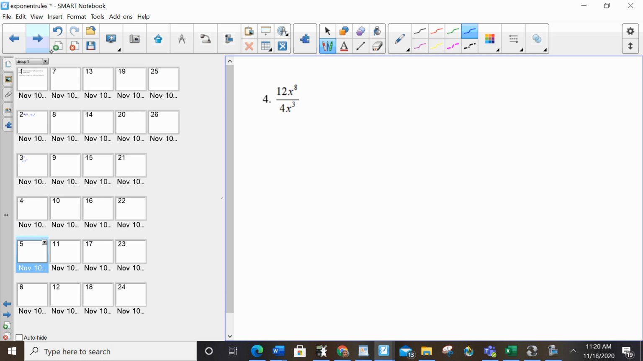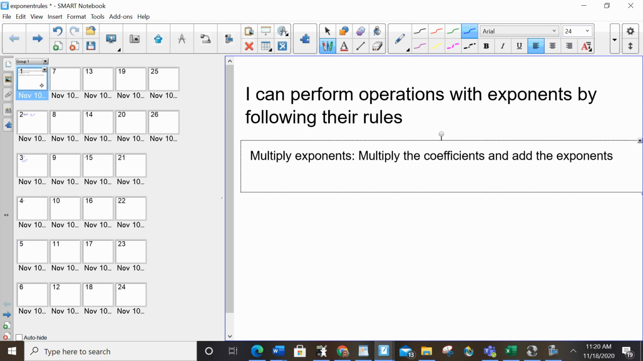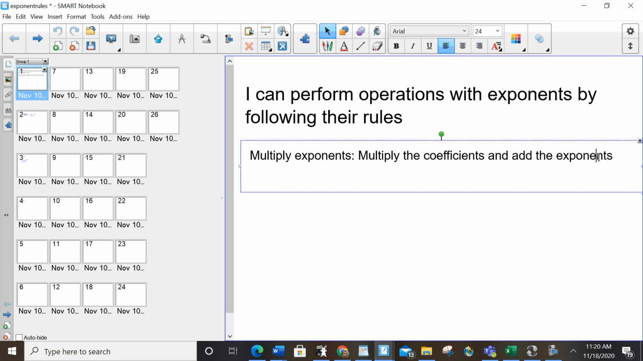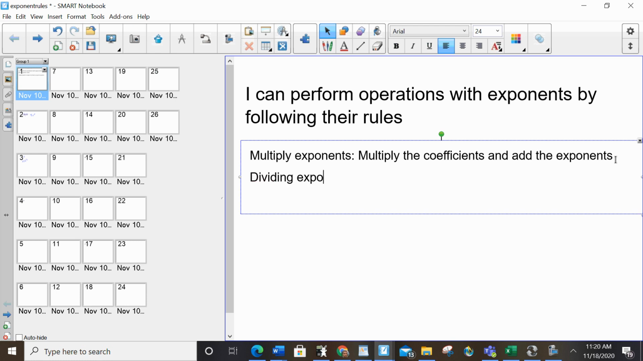Number 4, division. When I am dividing exponents, we are going to divide the coefficients and subtract the exponents. So it's similar to multiplication. For multiplication, we multiply, then add. For dividing, we divide, then subtract.